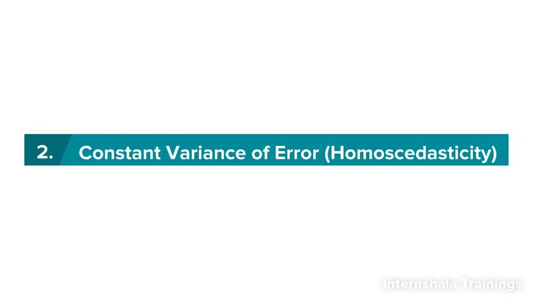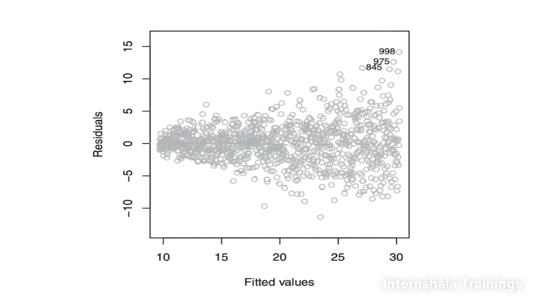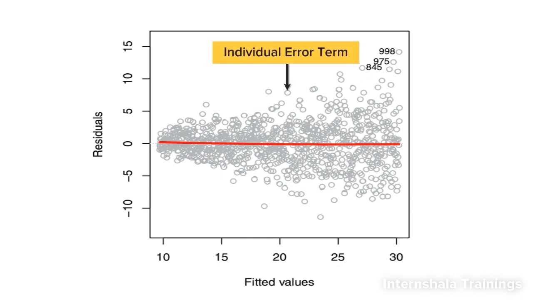Next assumption of the linear regression is that error terms have constant variance. It is also known as homoscedasticity. Let us consider this residual plot. The red line here represents the regression line or the predicted values, since predicted values residual with respect to themselves would be 0. Each gray dot represents an individual error term.